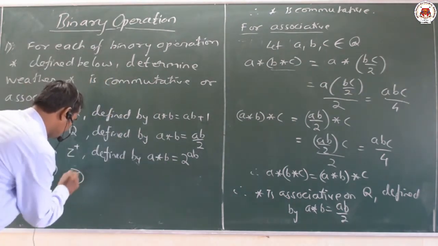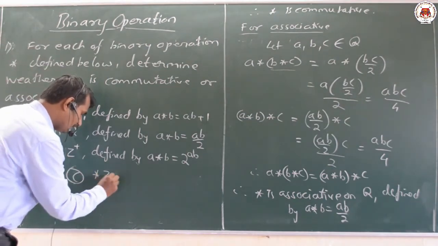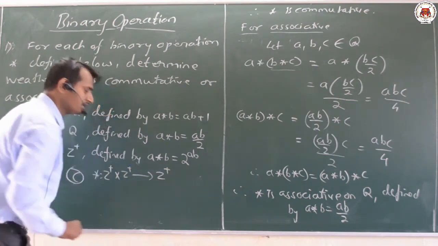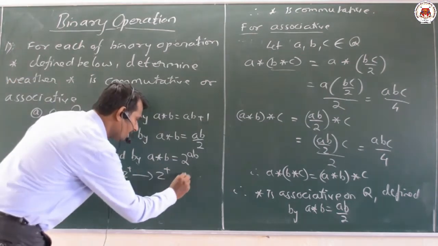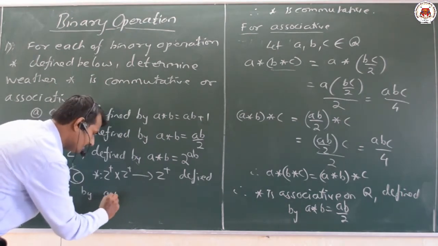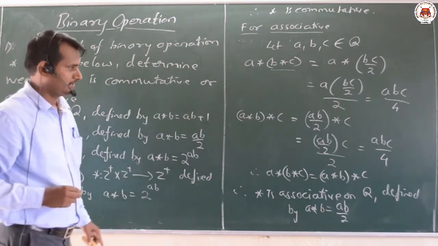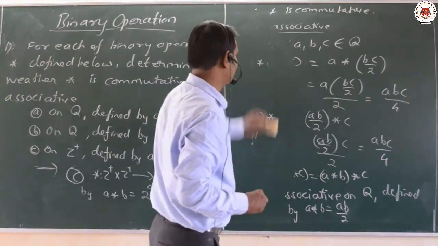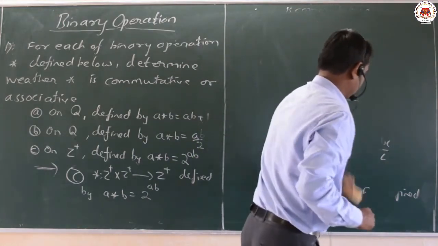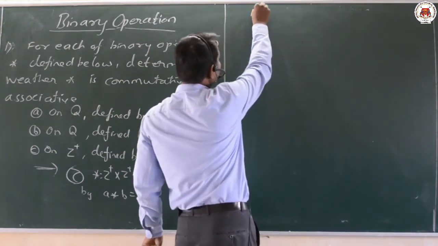That is C, the third question. Now what is the set here? Star is from Z plus cross Z plus to Z plus, and how is it defined here? Defined by A star B equal to 2 to the power of AB. Now let us go on with the first one. What is the first one? For commutative. Now we shall discuss whether it is commutative or not.